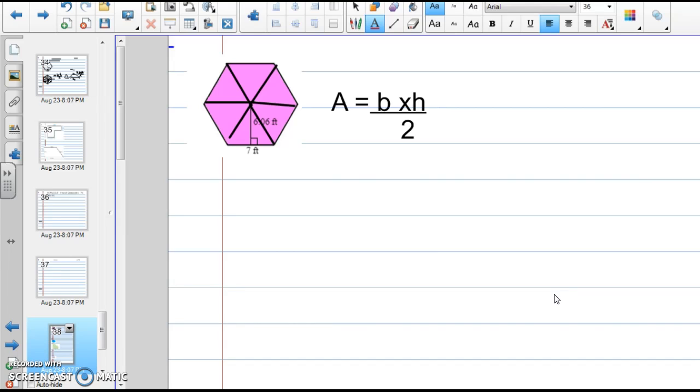and you see what I've done is I have drawn some lines inside the hexagon, and I've divided this into 6 equal triangles. Draw that right now on your paper. You can pause the video if you need to.